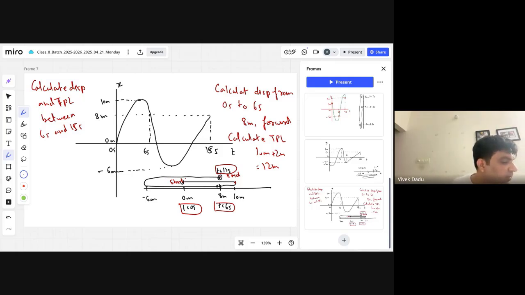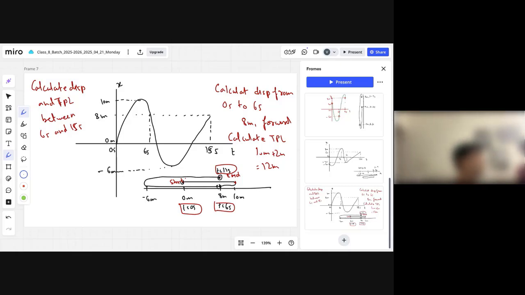Where have you started? Yeah. TPL is wrong. Arjo, why are you subtracting? See, TPL is how much you have walked. So there it doesn't make a difference whether you are walking forward or backward. You are still walking, right? So it only adds up. It never subtracts.